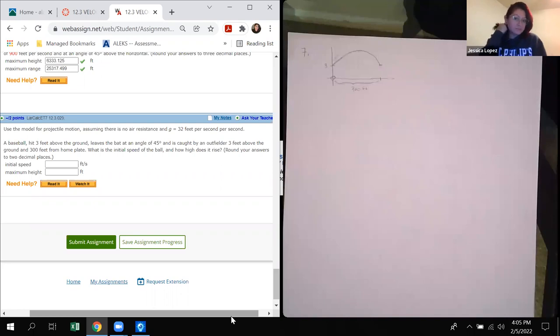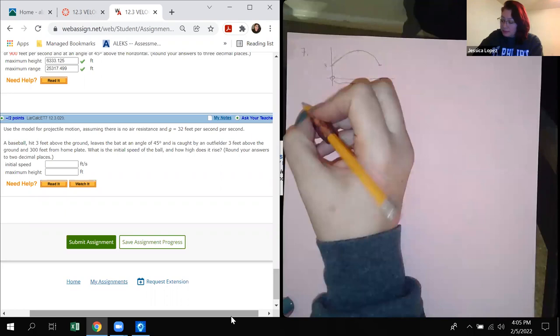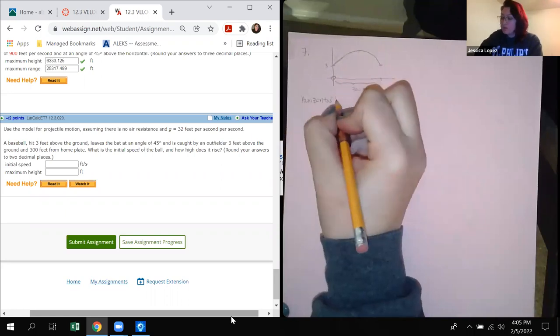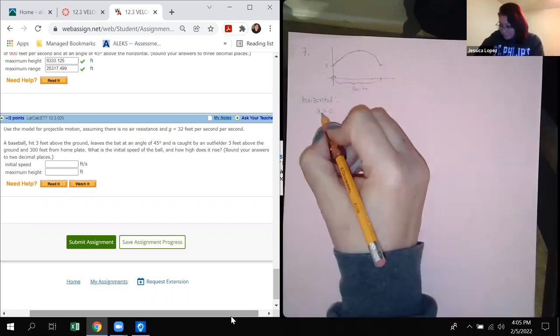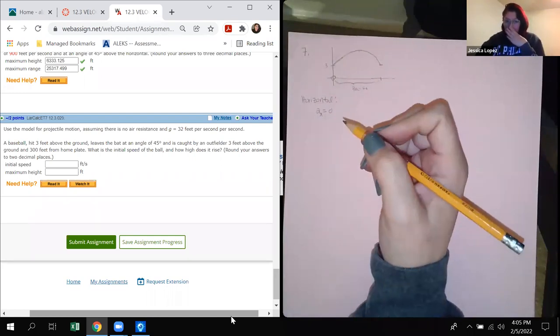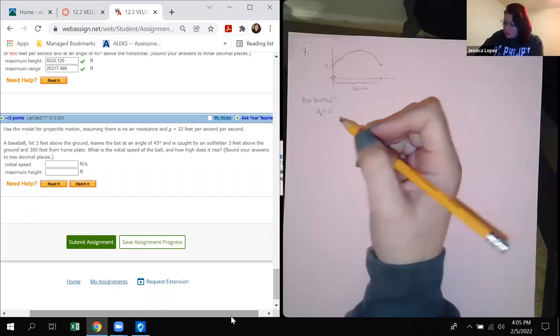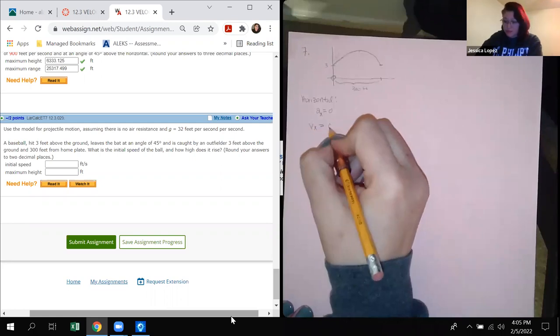Now, where do I start? Okay, horizontal position, so for the X position. Again, it's just like before, where the acceleration is zero because there's no acceleration information given, only gravity and no wind, okay? So that means my velocity function is going to just be some constant, right?